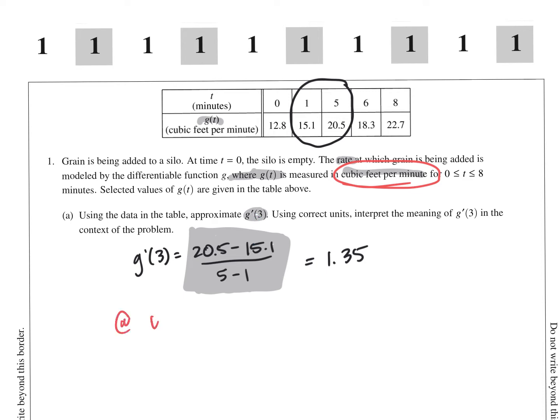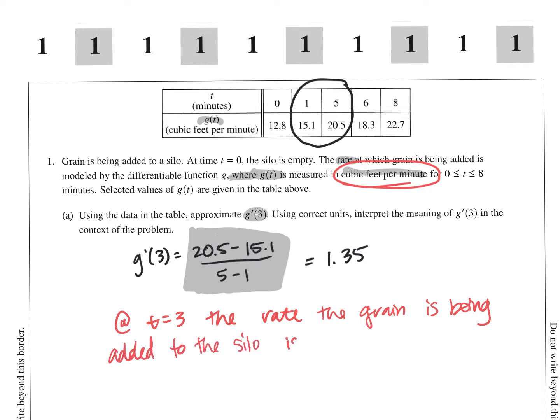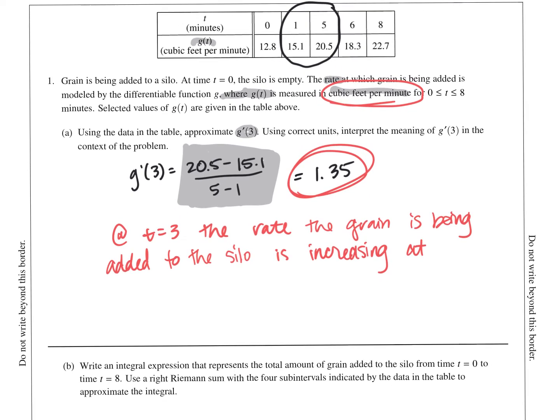So what we also have to mention is that 3. So I'd say at t equals 3. That's necessary because it's not always going to be at 3. They just want it at that moment. I would say the rate the grain is being added to the silo. Would we say is increasing or decreasing if this was positive? Increasing. Good. They want to see that word increasing at a rate of, which sounds so silly, but we've got to say the rate of a rate. 1.35, like you said, Mr. Brody, cubic feet. So I'm going to put feet cubed per minute squared, or cubic feet per minute per minute.